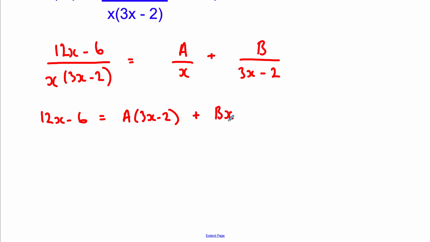I'm going to let x equal 0 first, because then that will make the b go. When x is 0, this will be 0, so that's just minus 6 on the left equals a bracket minus 2. So a is equal to 3.